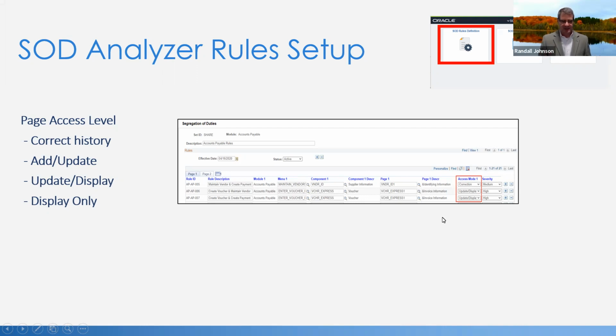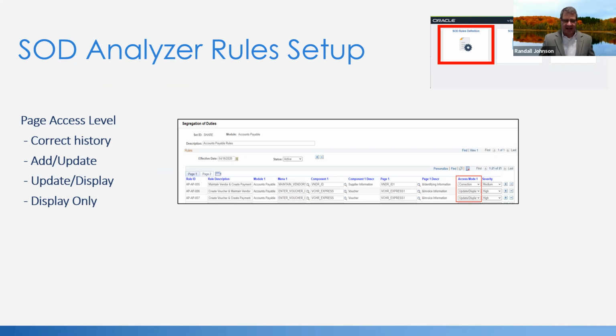And then what is your access mode, right? So when you set up security, you give a particular page add, update, correct history, which is a no-no almost always, although I get it, update display, or display only. And you might know display only isn't actually one of the access options. It's a checkbox, isn't it? And so that actually came into play when we were working with Fairview Health, University of Minnesota Health System.